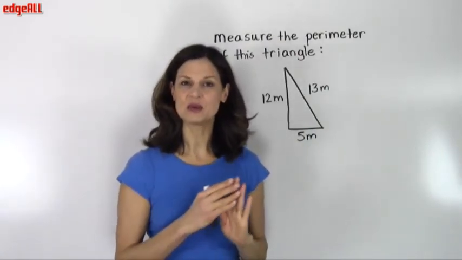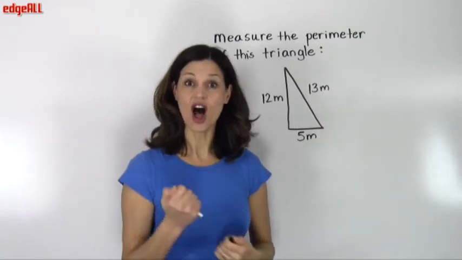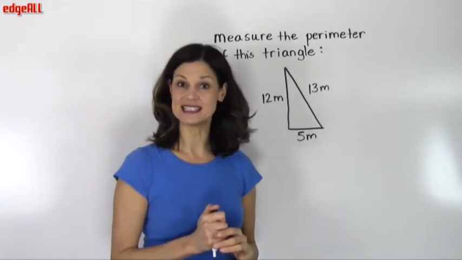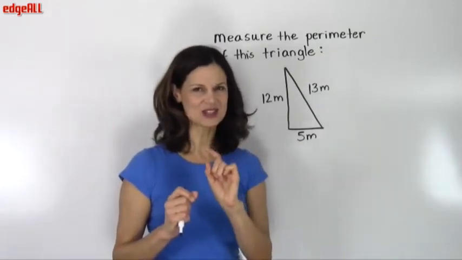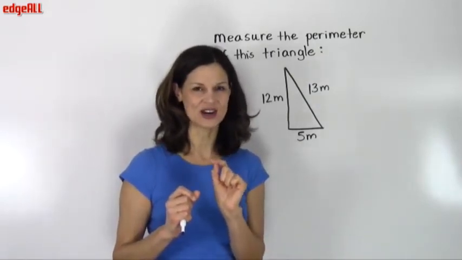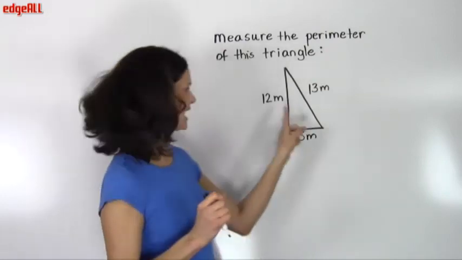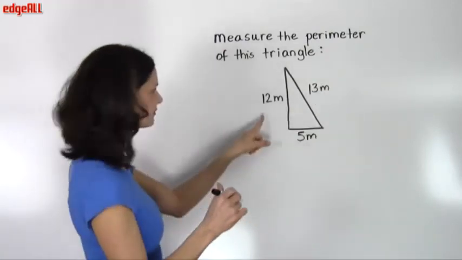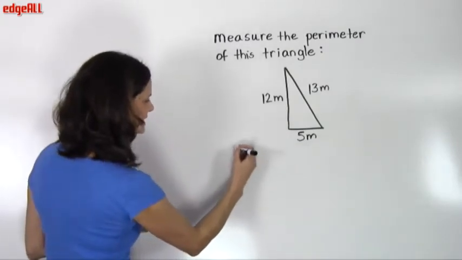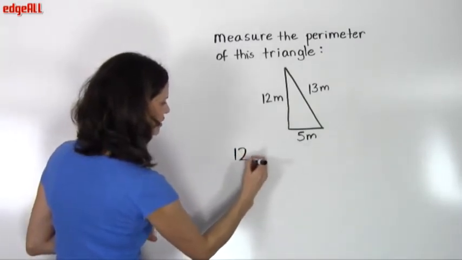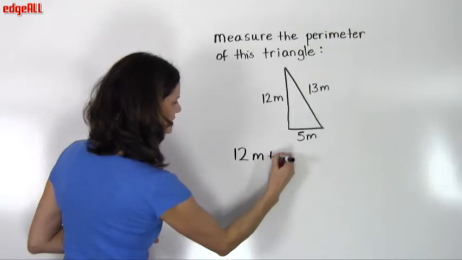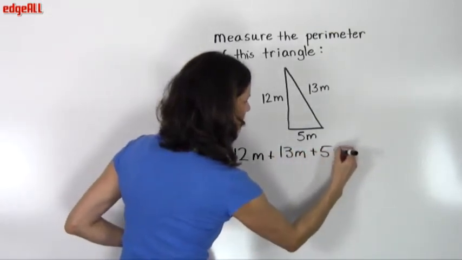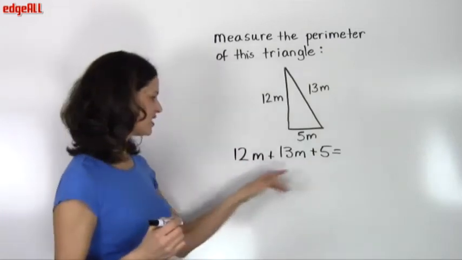So to find the perimeter of this triangle, all I need to do is add these three measurements together, and then I want to make sure that I report my answer with the same unit that is measured here in my triangle, meters. So I simply need to take the three measurements, 12 meters plus 13 meters plus 5 meters, and I add those all together.